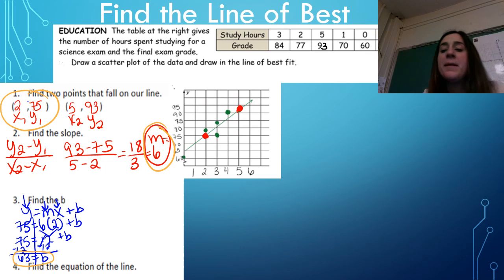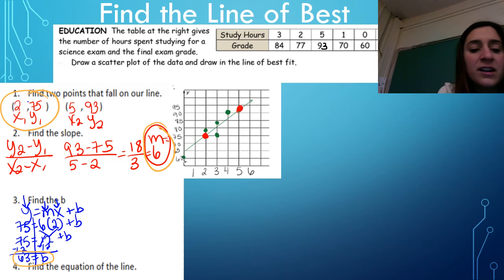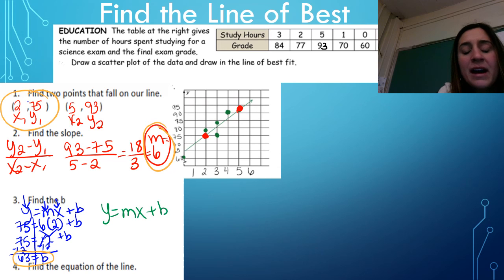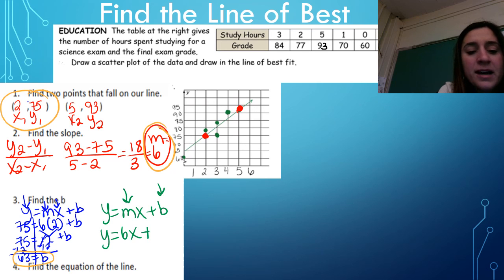So now I have another piece of information. Now I have my b. My final answer is the equation of the line, where I now need to plug in my slope and my y-intercept. So y equals, well, my slope was 6, times x plus my b value, which we found out to be 63. Now I have the equation of my line.